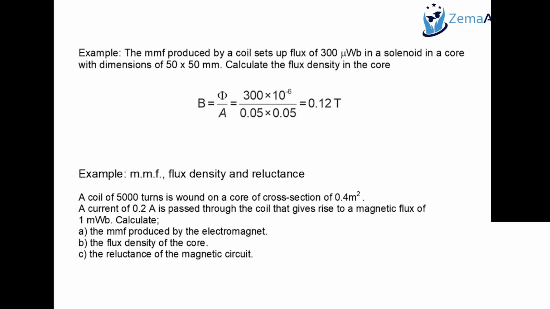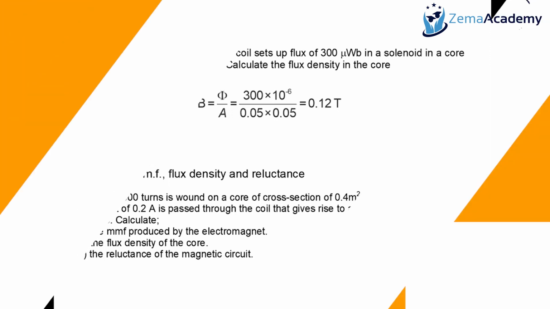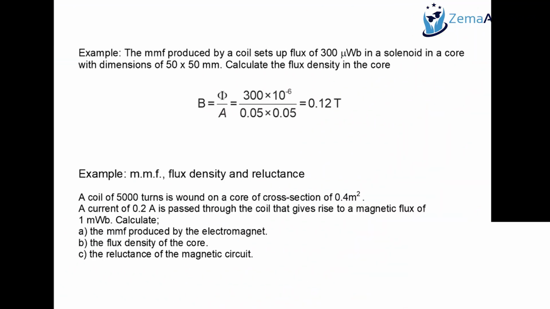region of 0.4 meters square. A current of 0.2 ampere is passed through the coil that gives rise to a magnetic flux of 1 milliweber. Now, the current we are talking about is a DC current. We haven't started on AC concepts yet, but what we are trying to do is understand the fundamentals of electromagnetism in order for us to apply these concepts to a transformer more effectively and quicker.